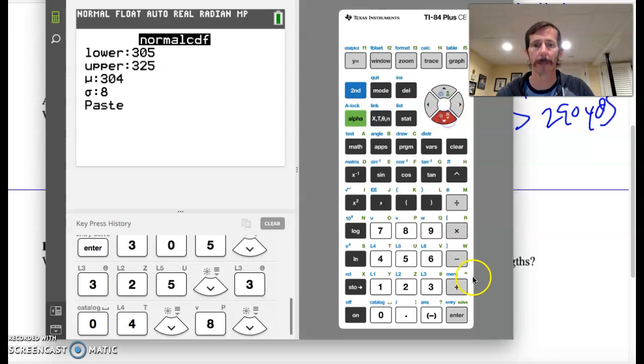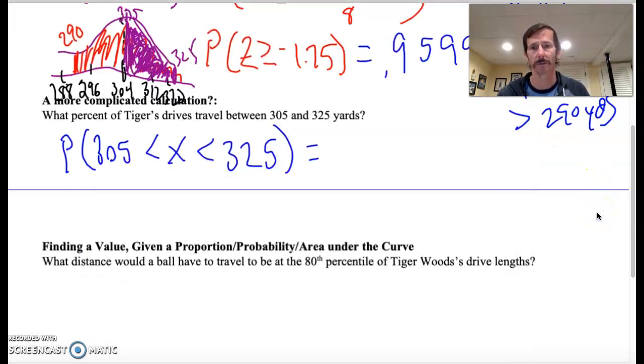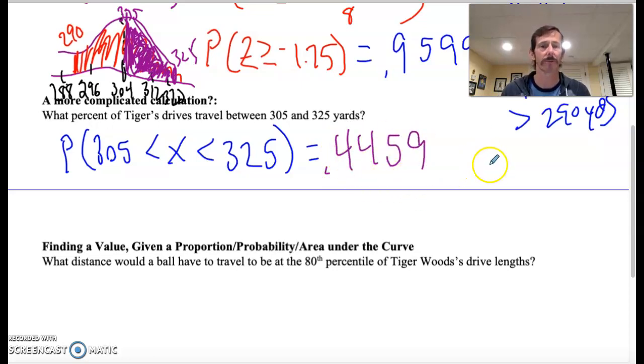I come down here and I paste, and again, it just tells me what I'm putting in there. And there it is. It's just a little bit under half. The answer makes sense, 0.4459. I'd say about 45% of Tiger Woods drives are between 305 and 325 yards.